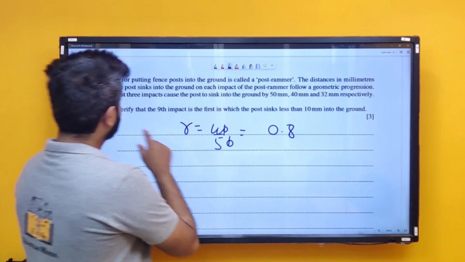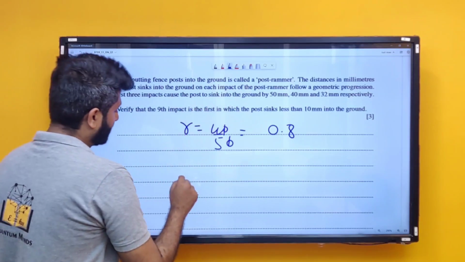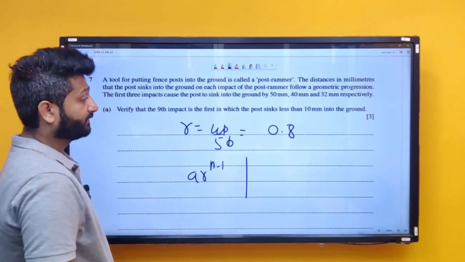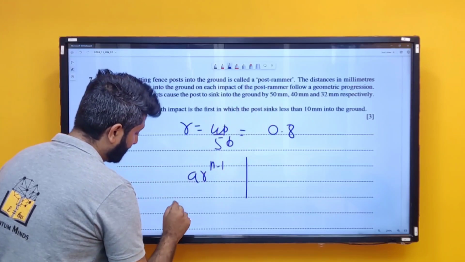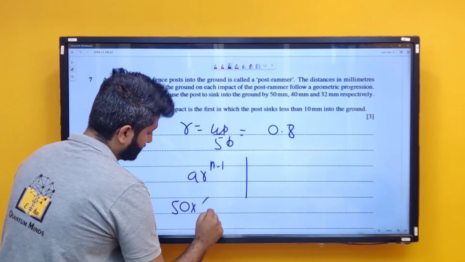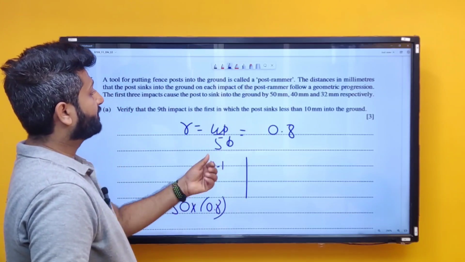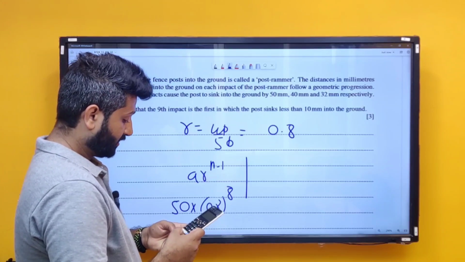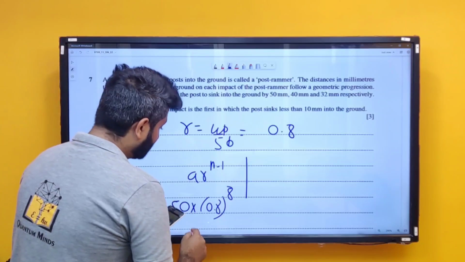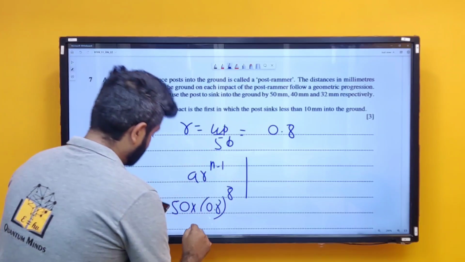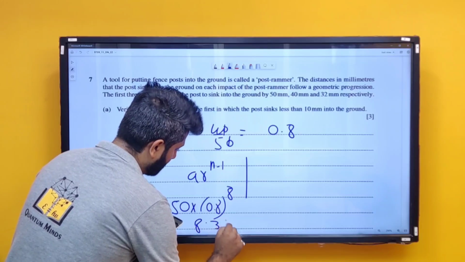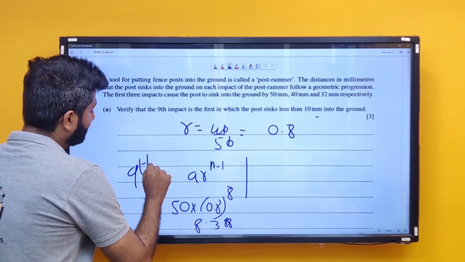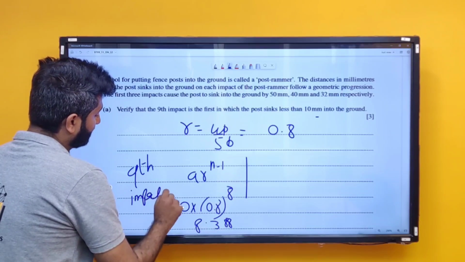So in the ninth impact, the ninth is the nth term, and the formula of nth term is A into R power n minus 1, right? So A, which is my first term, is 50 into R, which is 0.8, power n minus 1, 9 minus 1 is 8. So 0.8 power 8 into 50. This is 8.388. See guys, this is less than 10 mm. This is my ninth impact.